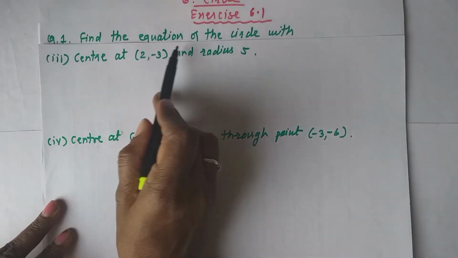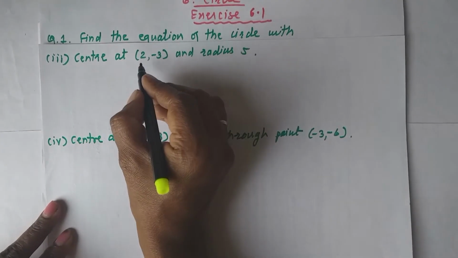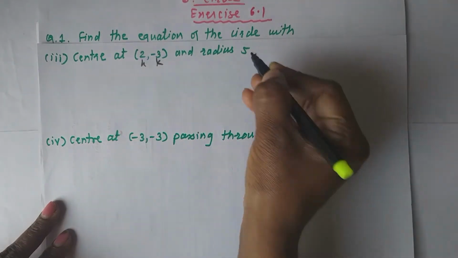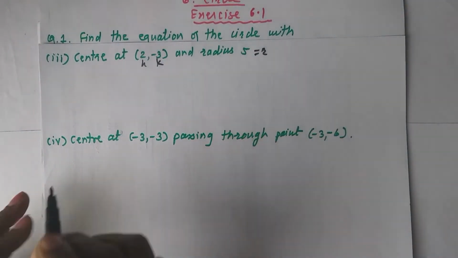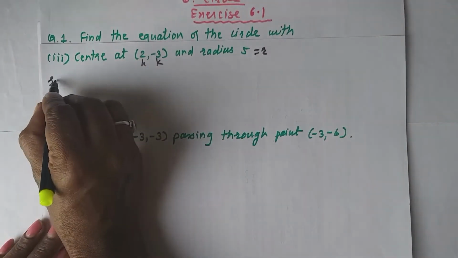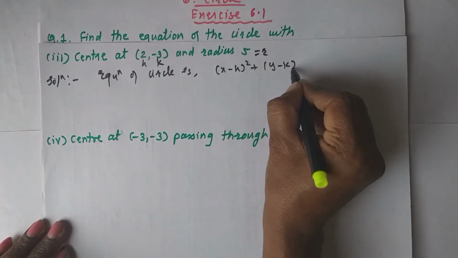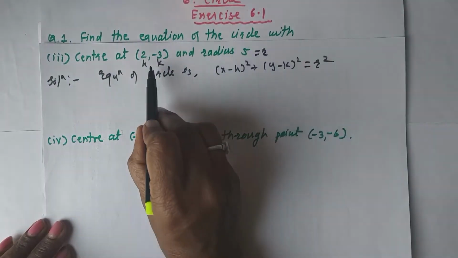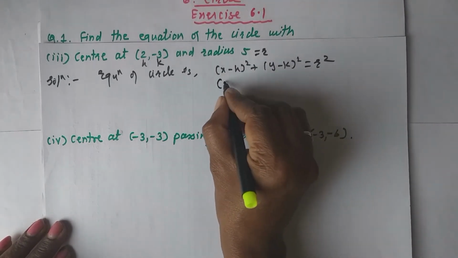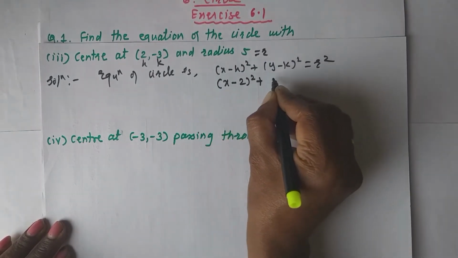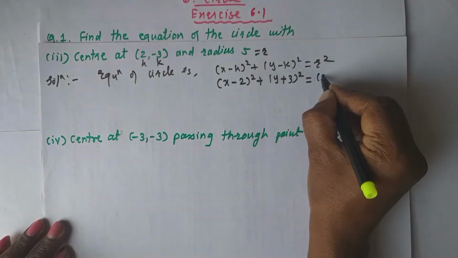Now what is the third? Find the equation of the circle with center at (2, -3) and radius 5. Again here the center is given, which means the values of h and k are given, and the radius is 5, so r is 5. Okay. Again write down the center-radius form: (x - h)² + (y - k)² = r². Keep the value of h as 2, k as -3 and r as 5 in this equation. Then we will get (x - 2)² + (y - (-3))², meaning (y + 3)², equals 5².